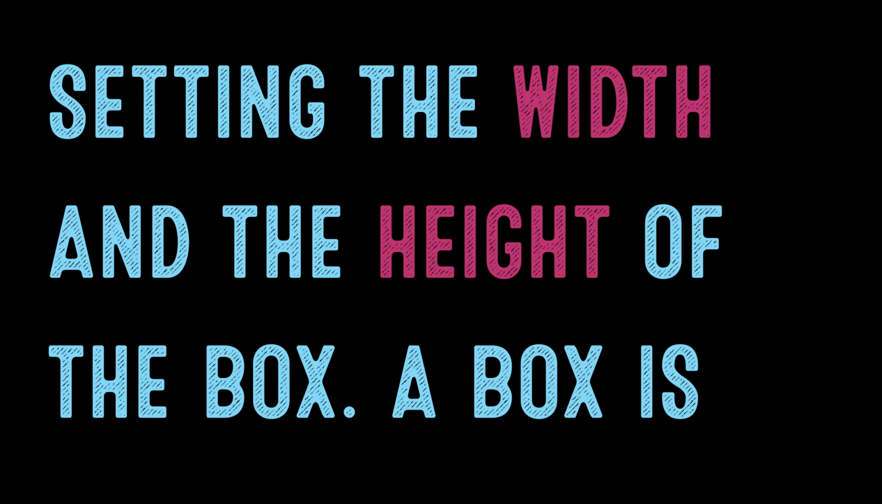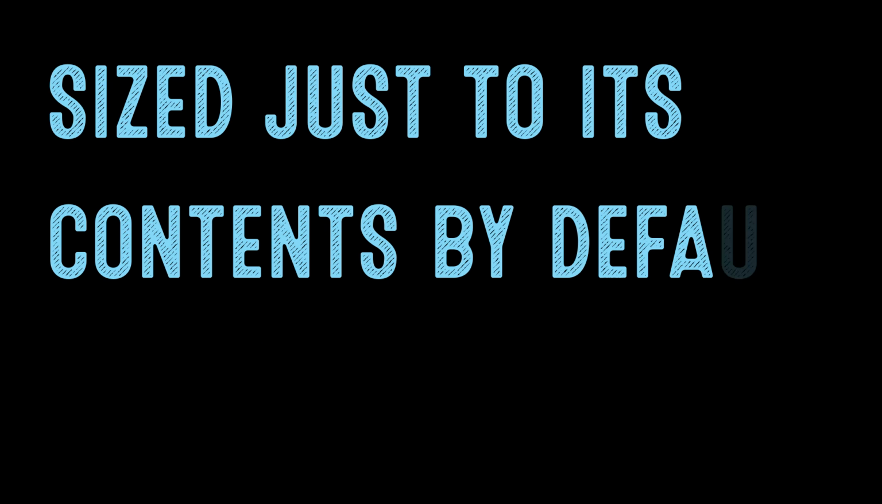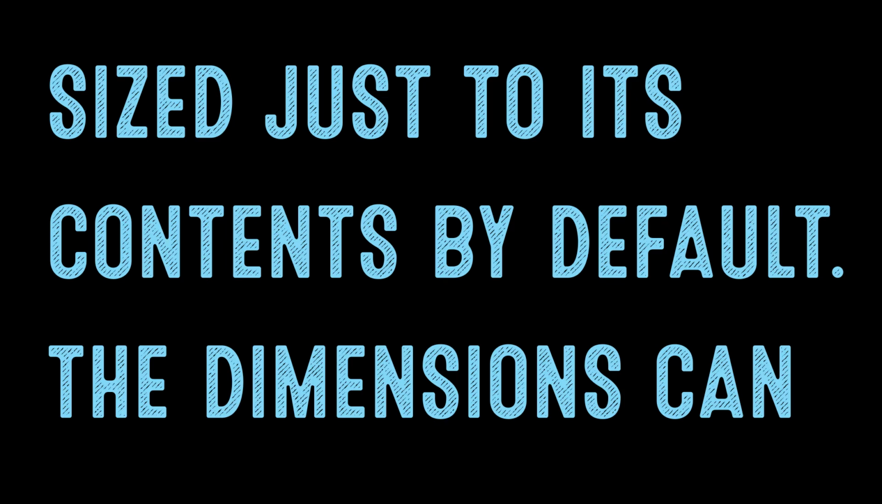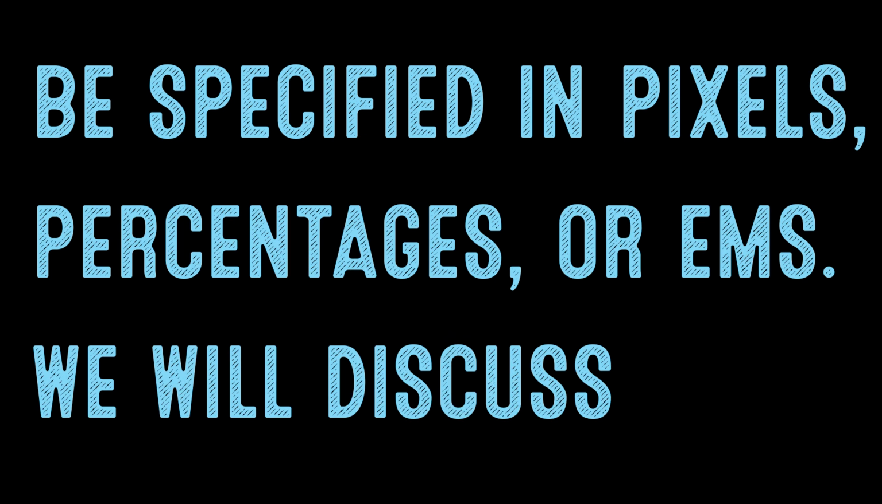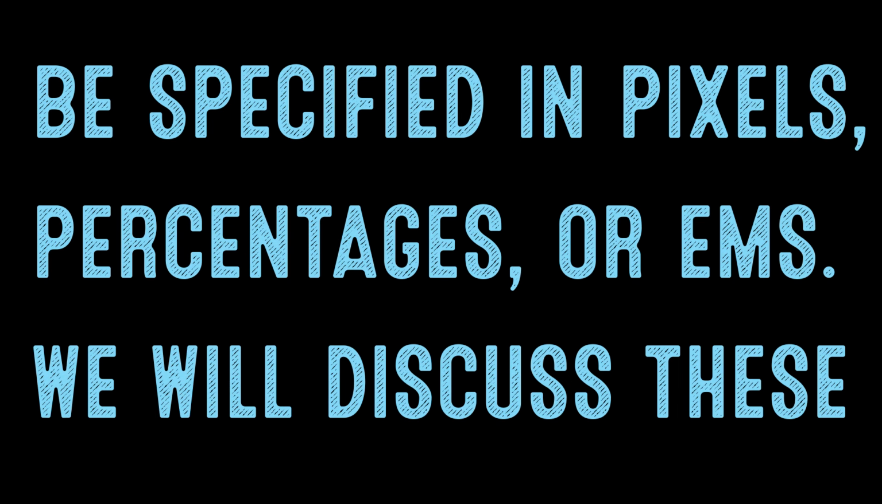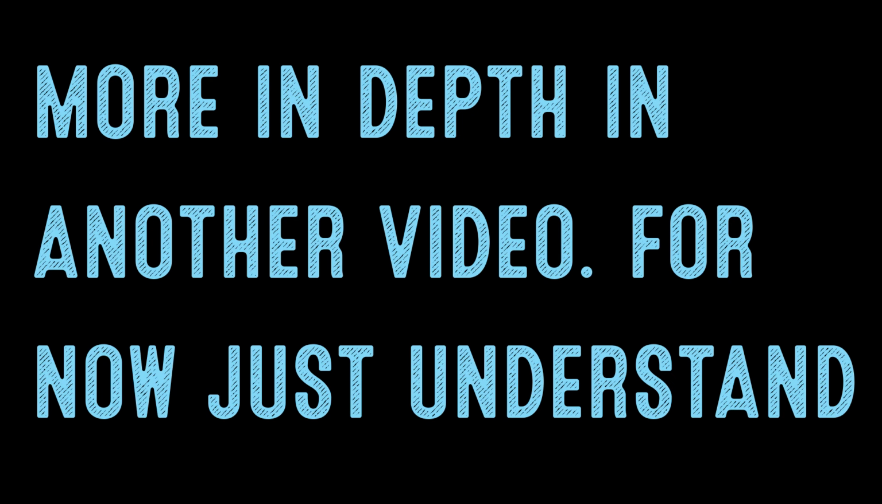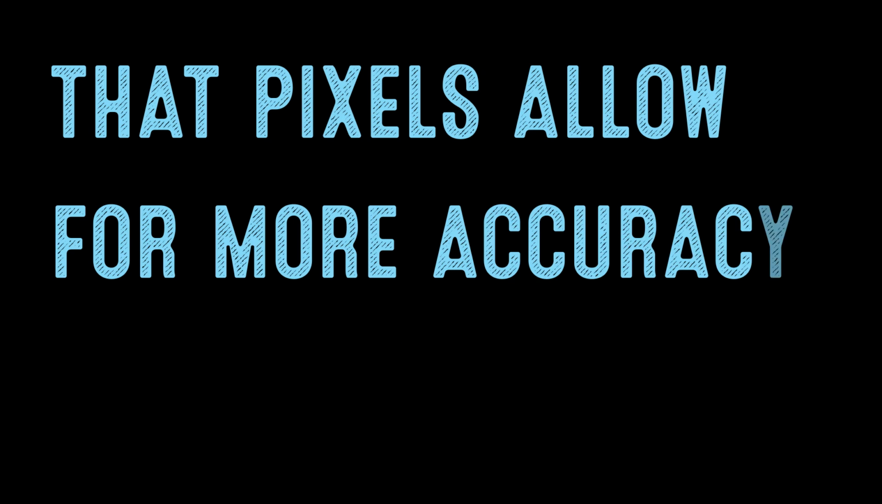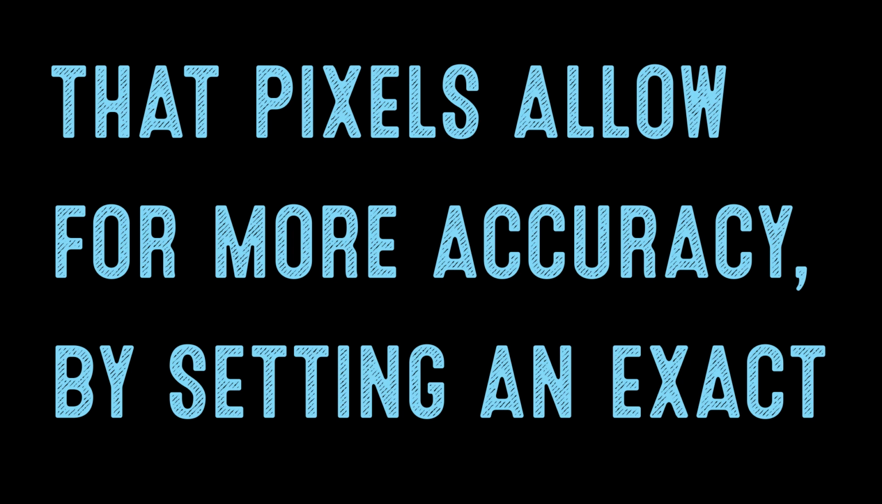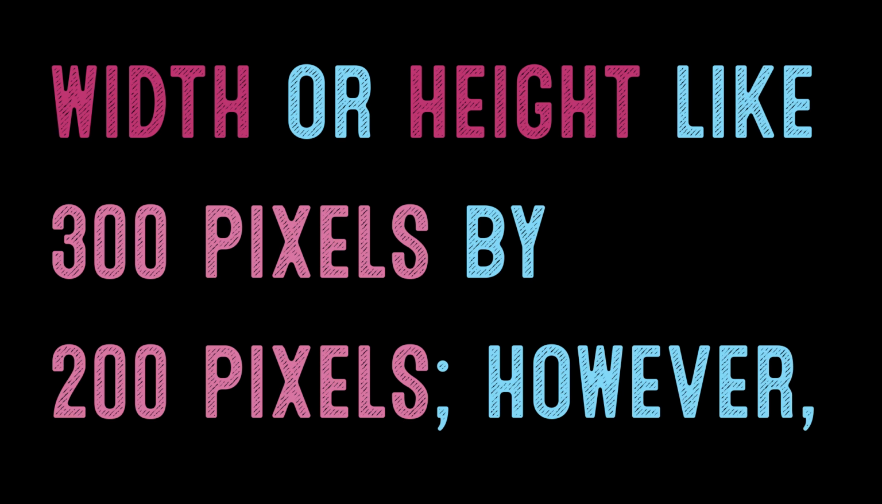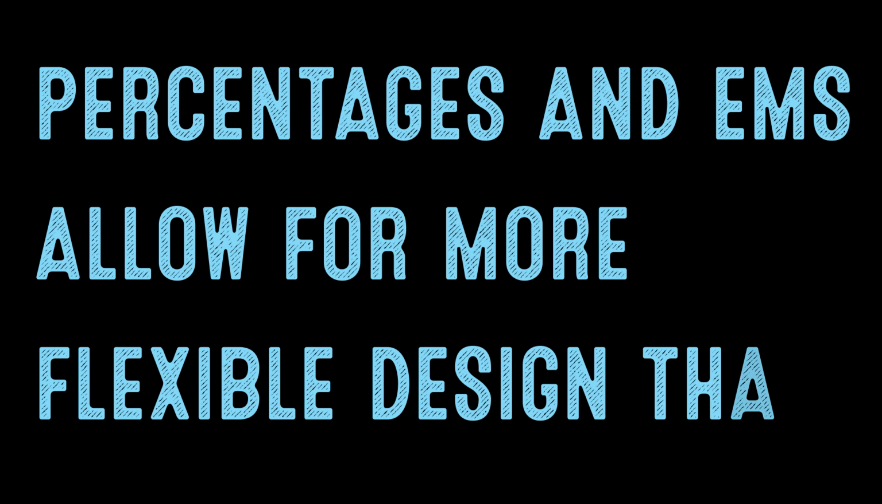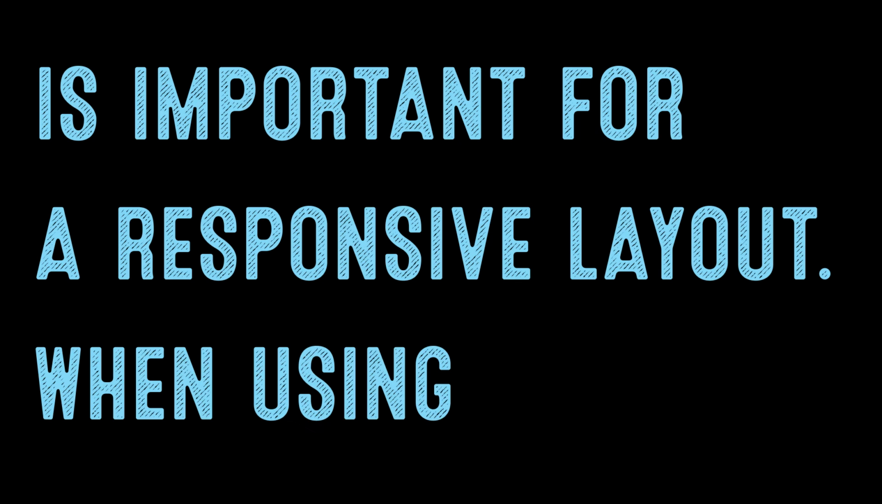of the box. A box is sized just to its contents by default. The dimensions can be specified in pixels, percentages, or ems. We will discuss these more in depth in another video. For now, just understand that pixels allow for more accuracy by setting an exact width or height like 300 pixels by 200 pixels. However, percentages and ems allow for more flexible design that is important for a responsive layout.